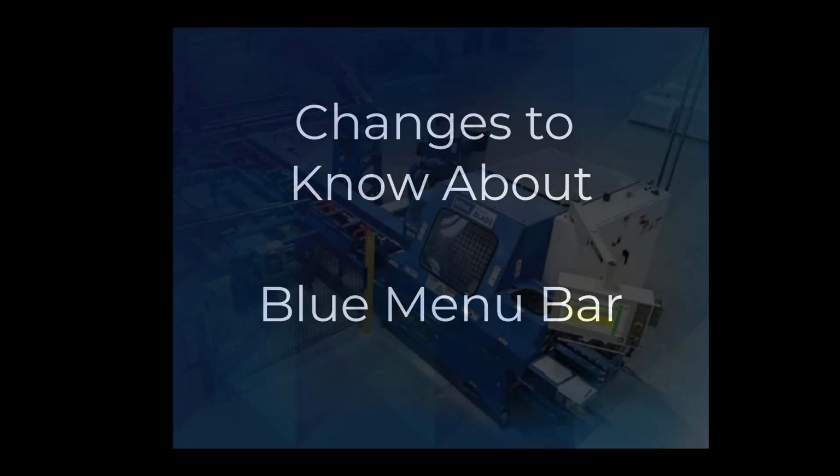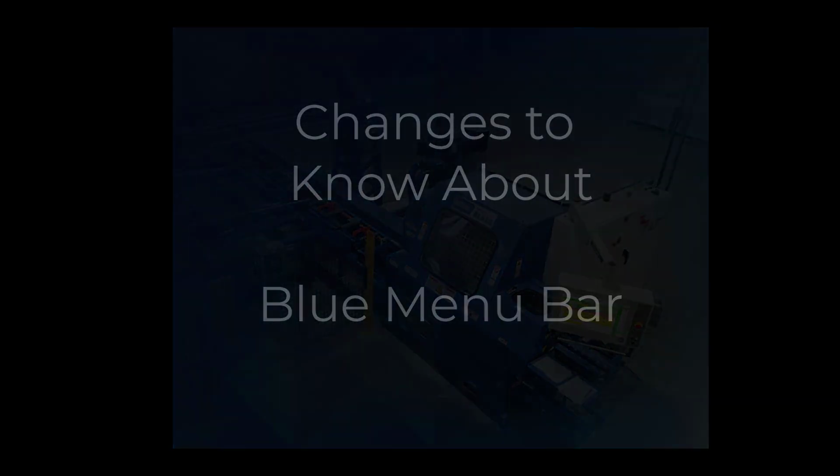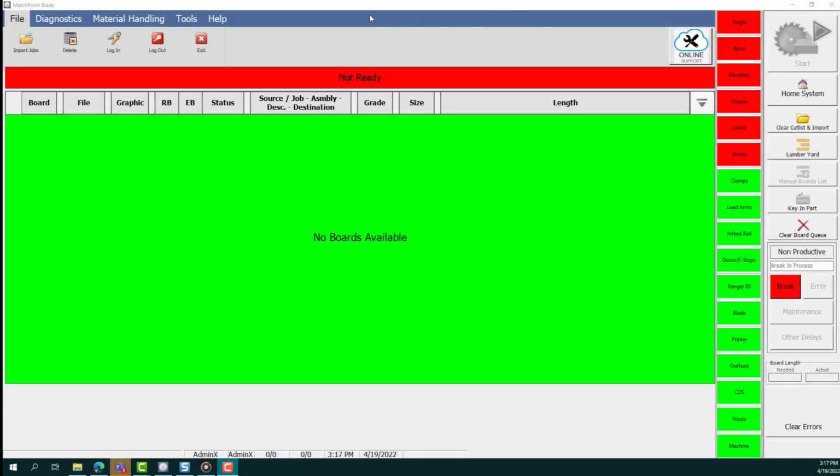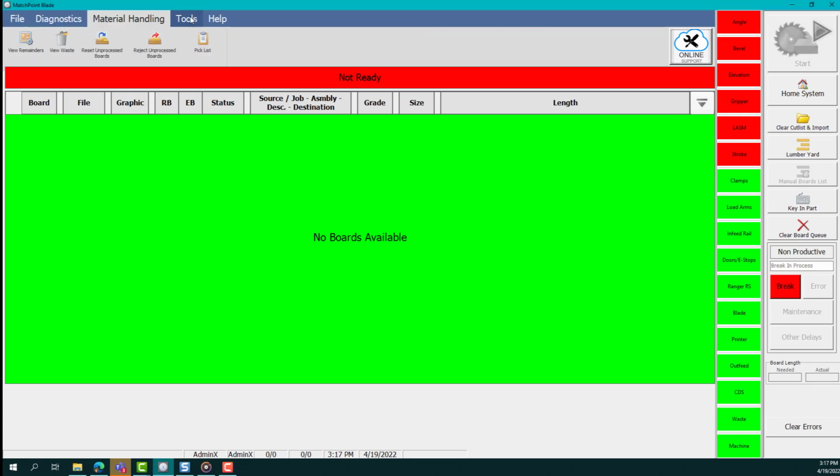Okay, let's get into the software changes that you will notice. The menu bar at the top of the home screen changed colors. It is now blue, except for the menu that's selected. It turns gray when you select it to make it easier to tell at a glance which menu and ribbon you're looking at.